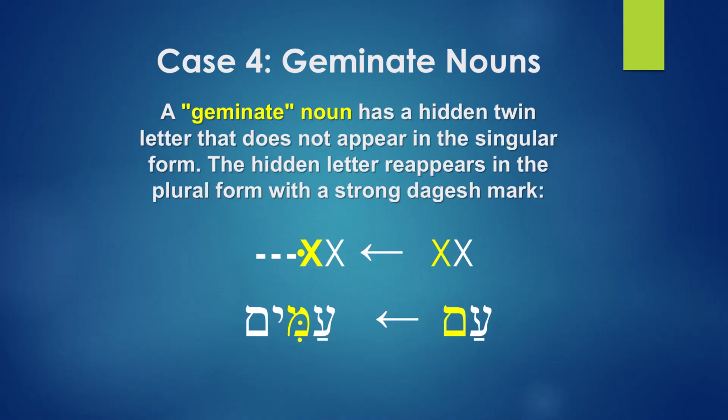You have the word am, which means people. And if you want to refer to a large group or many people, you're going to say amim. Amim. What has happened? The only thing we have done is add a dagesh forte in the letter mem, in the second consonant. So am becomes amim, meaning peoples. These are geminate nouns. When they form their plurals, you're going to see a dagesh forte in the second consonant.